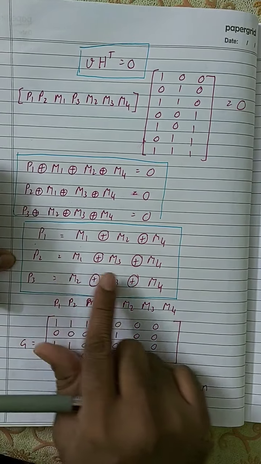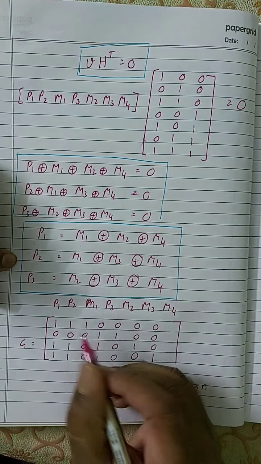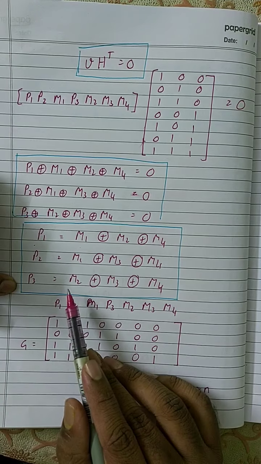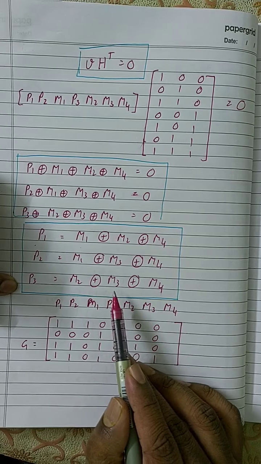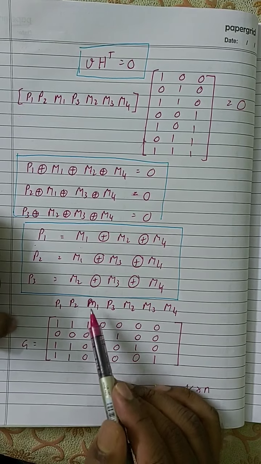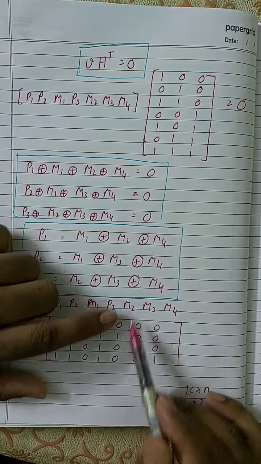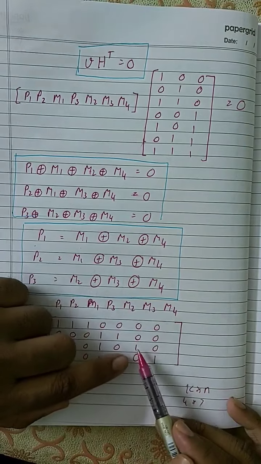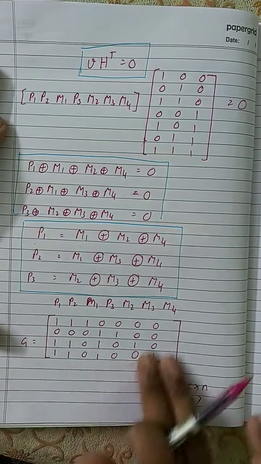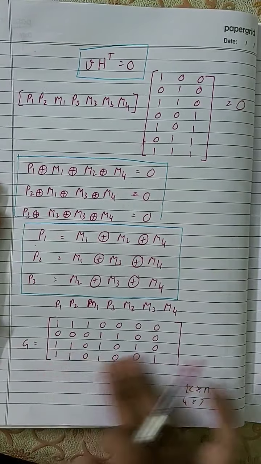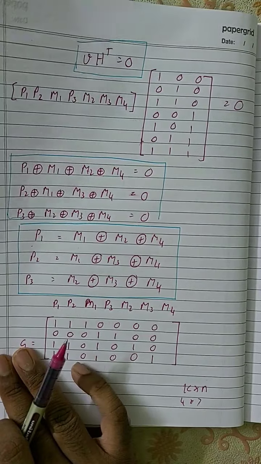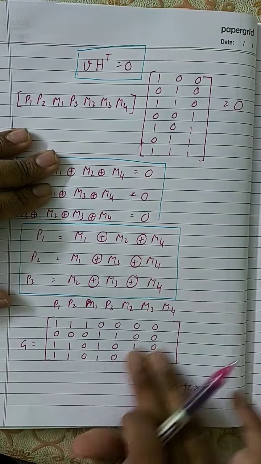P2 also, it is M1, M3, M4. So the first row, the third row and the fourth row. P3 is M2 plus M3 plus M4, which means the second row, the third row and the fourth row. M1 represents the first row, M2 the second row, M3 the third row, and M4 the fourth row. So now I have constructed the generator matrix. This is how we define it. It becomes very easy, right?